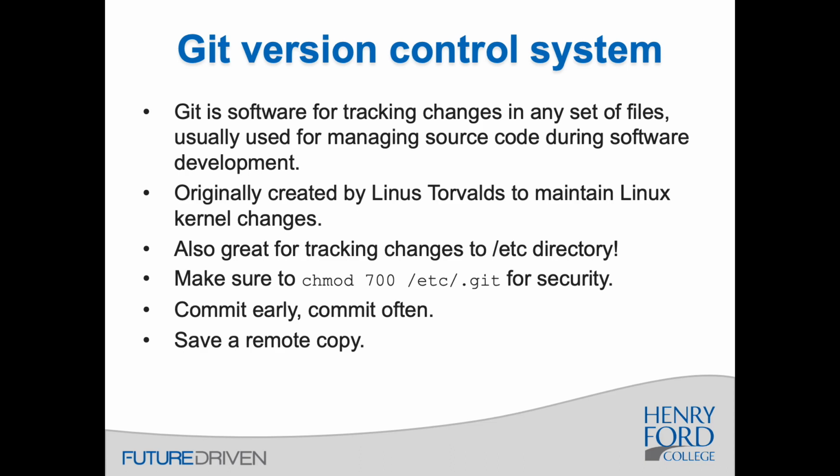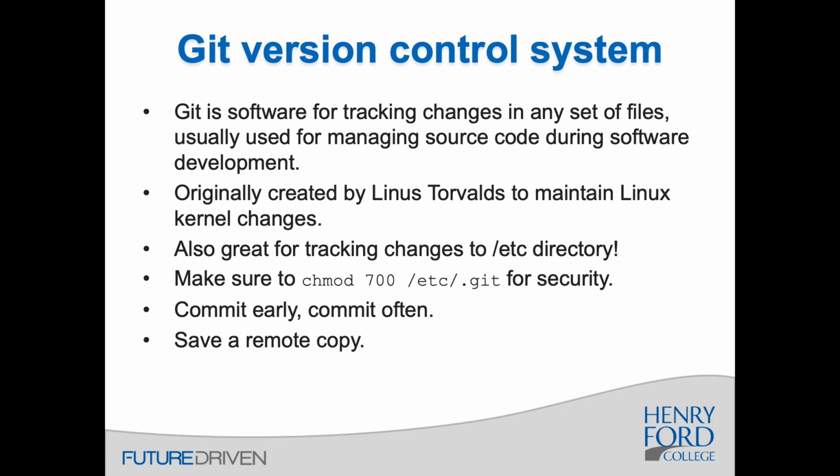One of the most popular version control systems today is Git. And if you're not familiar with Git yet, you should become familiar with it soon. Git is software for tracking changes in any set of files, usually used for managing source code during software development. Git was originally created by Linus Torvalds, the creator of the Linux kernel, to maintain kernel changes. Linus believed that it was important that Linux, one of the most popular open source platforms in the world, should be maintained using open source tools, so he created Git as a replacement for the tools that were being used at the time. As it turns out, Git is also great for tracking changes to your etc directory.